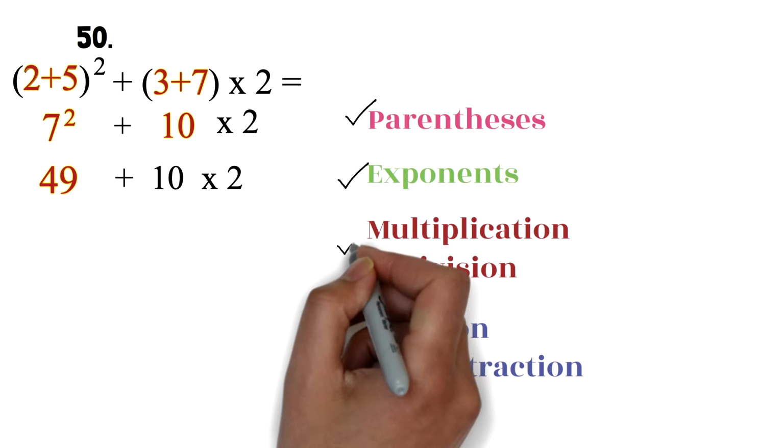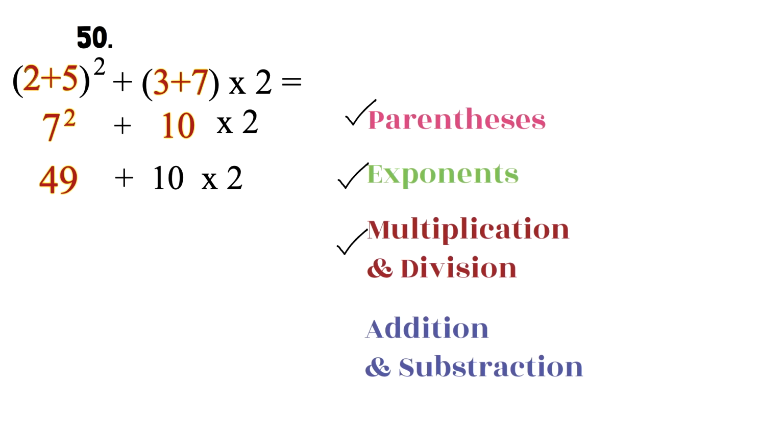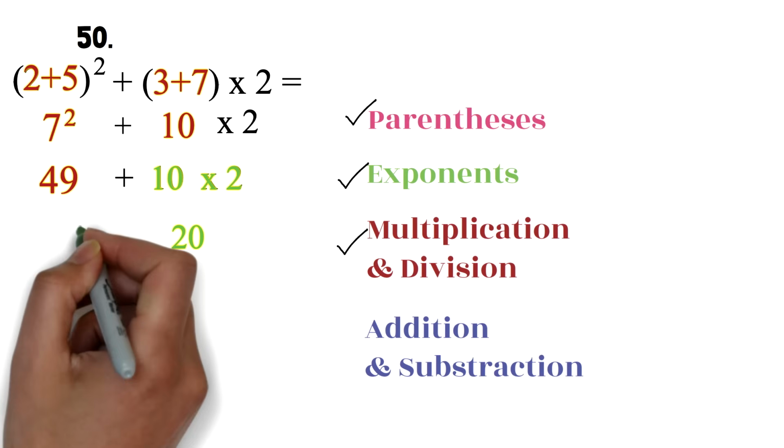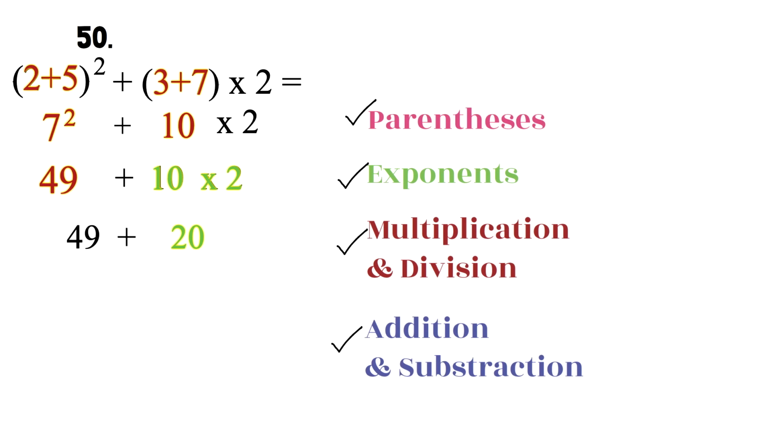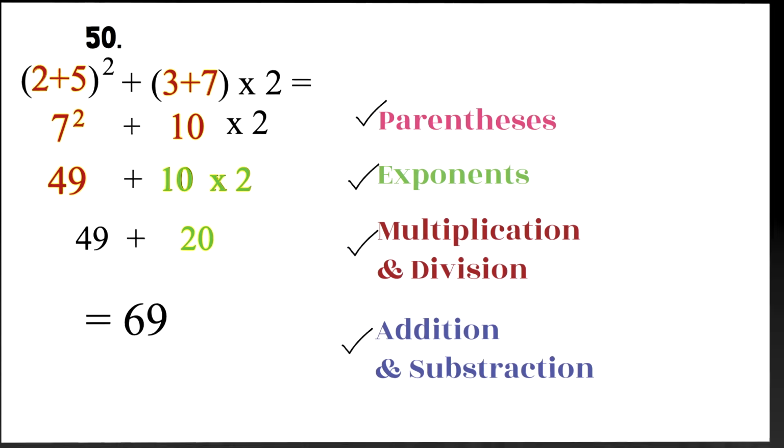Next, we have to do the multiplication or division. We have multiplication, so we will do 10 times 2 to get 20. So finally, we have 49 plus 20. This will give us 69.